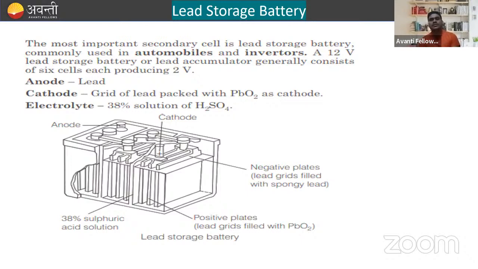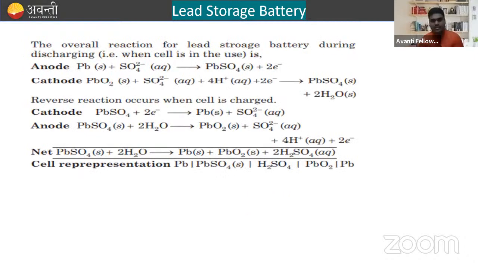Now, what electrolyte do we use here? That is a 38% solution of H2SO4. So here we use this as an anode and this one as a cathode, and this as a 38% sulfuric acid solution. The negative plates are a lead grid filled with spongy lead, and the positive plates are a lead grid filled with PbO2. This is all about the lead storage battery, right?